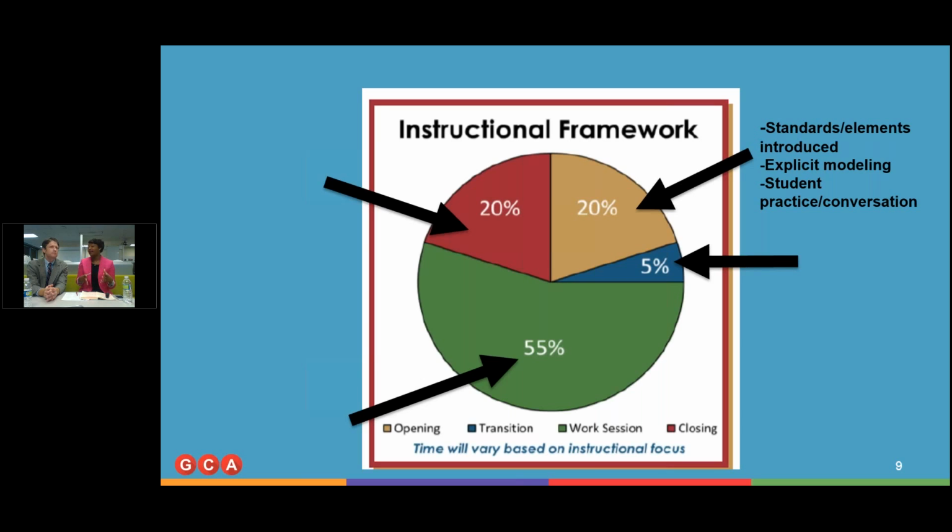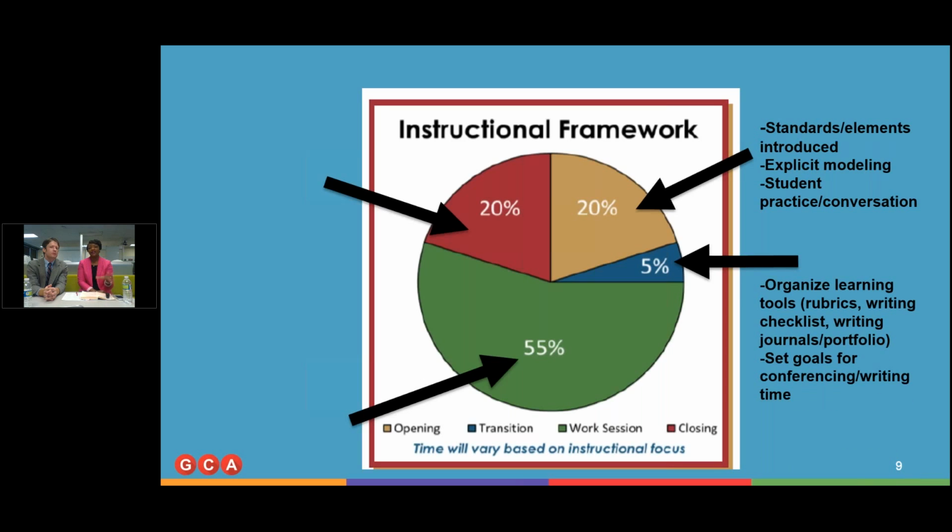A lot of modeling is going to happen at this part of our work time. Student practice or conversation might also take place in the opening, more of that guided practice. Maybe there's a skill that you've modeled for students, and now you're giving them the opportunity to try that skill on their own as writers. Most of that is going to happen in the opening.